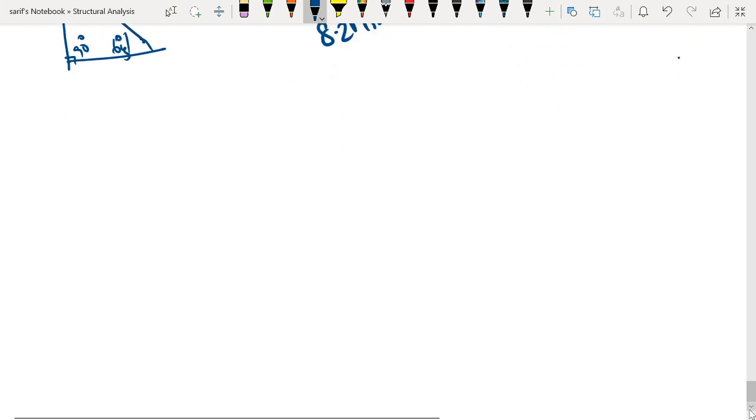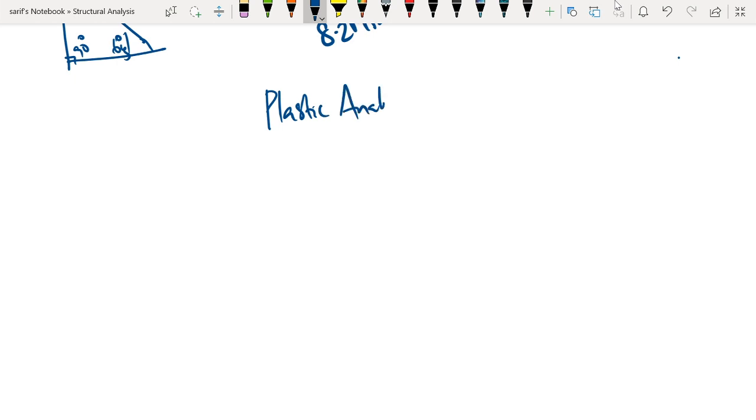Dear students, welcome to another lecture on plastic analysis. So in this lecture, what we are going to do is continue with our discussions on plastic analysis. In the previous lecture, we understood the difference between plastic hinge and internal hinge. We understood what a plastic hinge is. We also talked about the concept of shape factor and the need for plastic analysis.